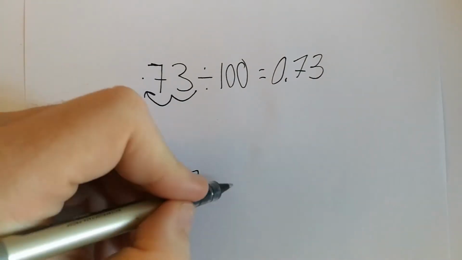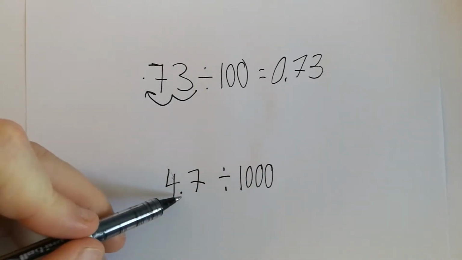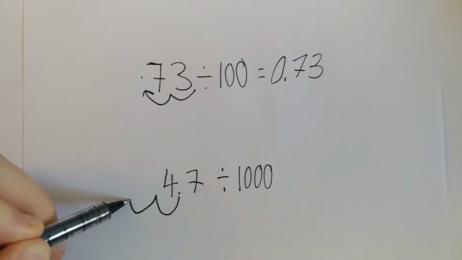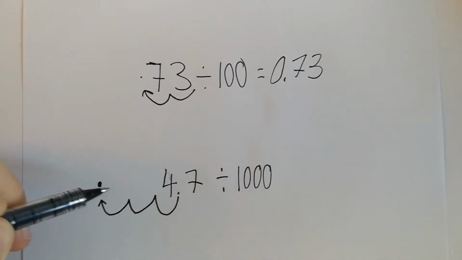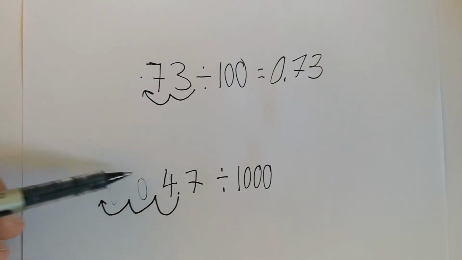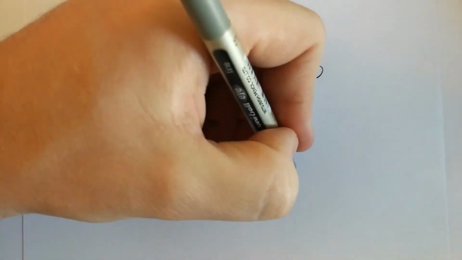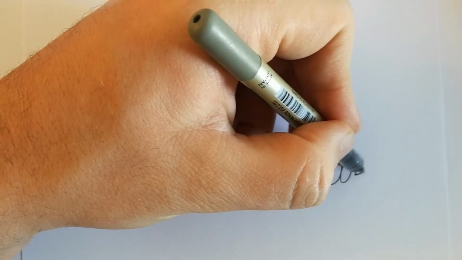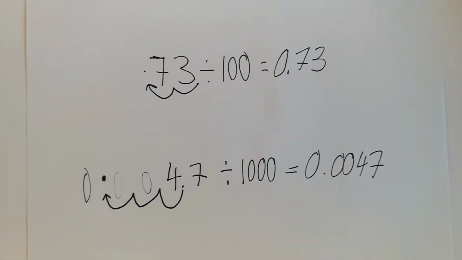Or again, we could have something like 4.7 divided by 1,000. So we go, the decimal point's there, we move it once, twice, 3 times to here. Any gaps we have to fill. So we've got a 0 and a 0 and a 0 there. And then our answer would be 0.0047. So it's looking at moving our decimal point. And that's all we're doing with divides.